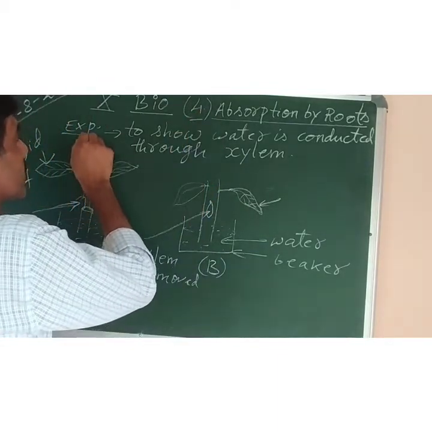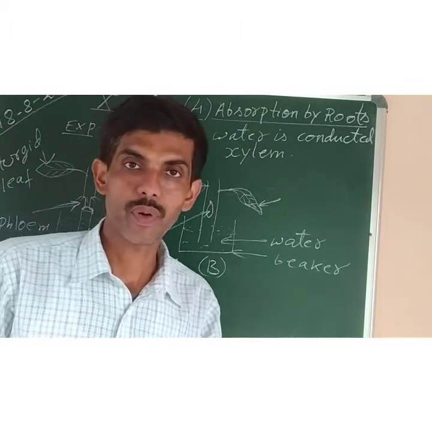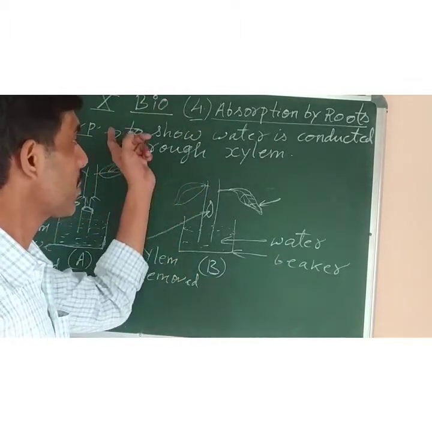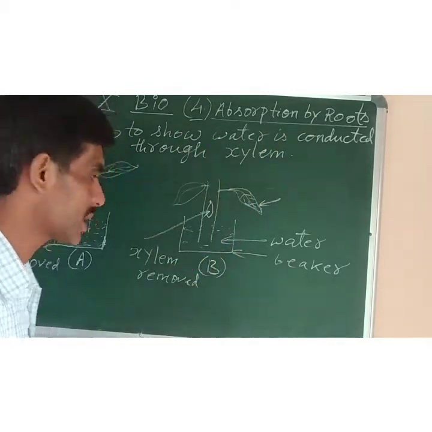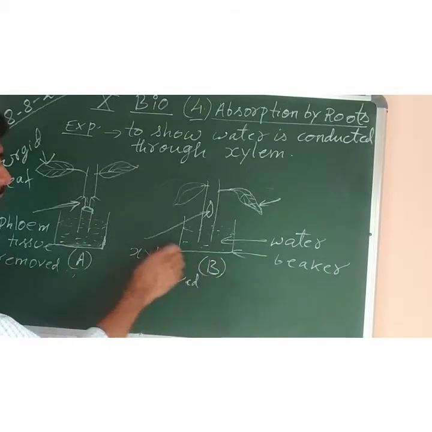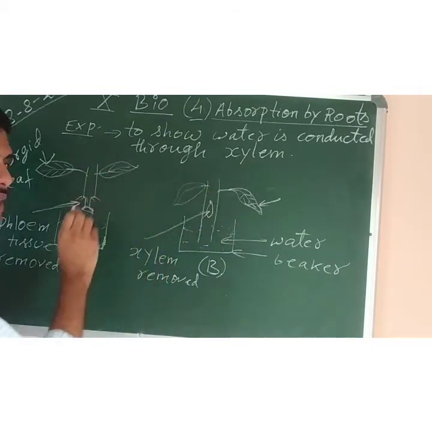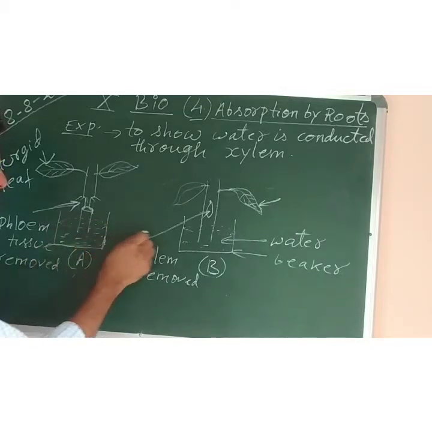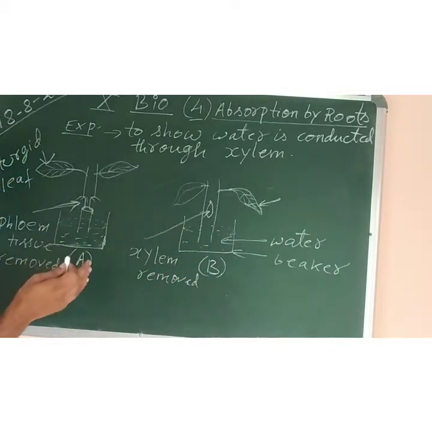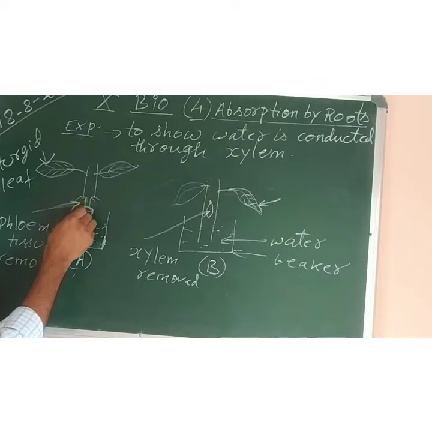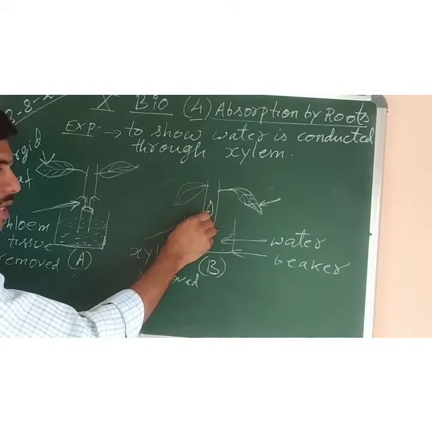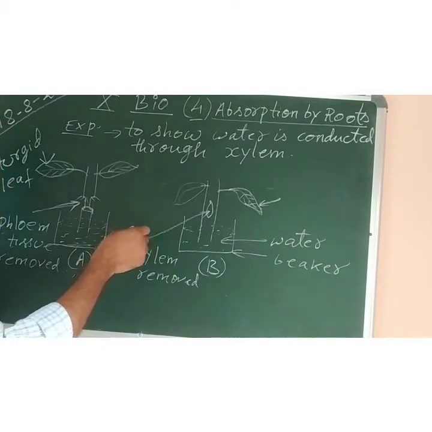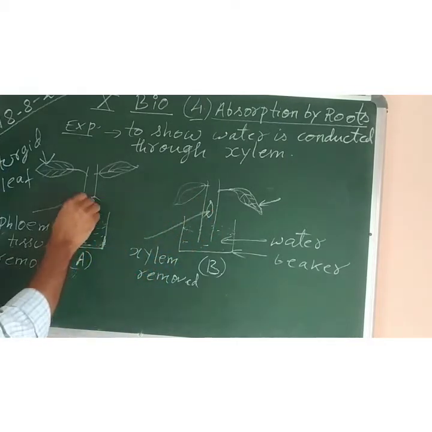So next, one experiment was left in absorption by roots. The experiment, which is there in the syllabus, is to show that water is conducted through xylem tissue. You can see here two experimental setups A and B, in which the twigs of the plants are kept in a beaker containing water. But what is the difference? In setup A, the phloem tissue has been removed, whereas in setup B, xylem tissue has been removed from the center.